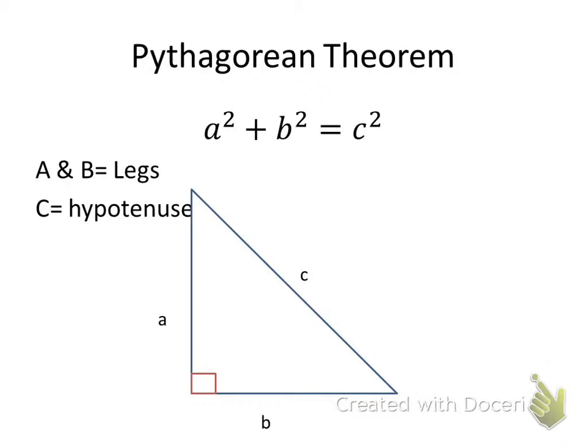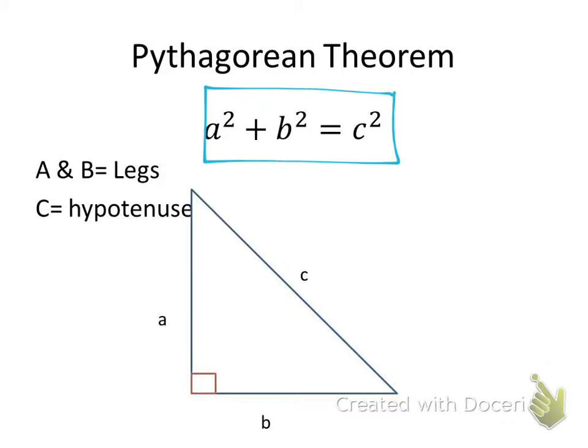This is the formula here. A squared plus B squared equals C squared. I want everyone to write this down. One of your test and quiz questions is going to be, write the Pythagorean theorem. So you will have to know this formula. You're going to have to memorize it, and you're going to have to know how to use it.